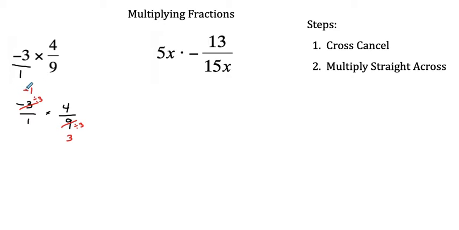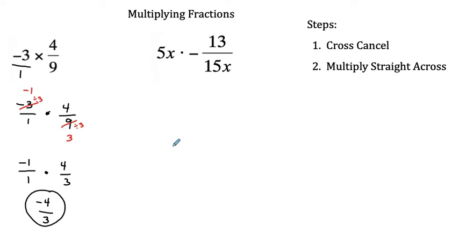So I have -1 times 4. Let me rewrite that first. So I've got -1 over 1 times, and I'm going to switch my times sign to a dot here, times 4 over 3. So I'm going to multiply just straight across. -1 times 4 is -4, and 1 times 3 is +3. And we're going to leave our answers as improper for now. And I shouldn't need to simplify anymore because I've already canceled everything I could.